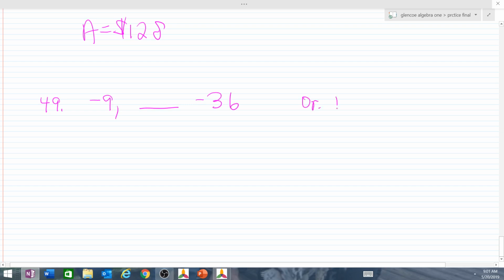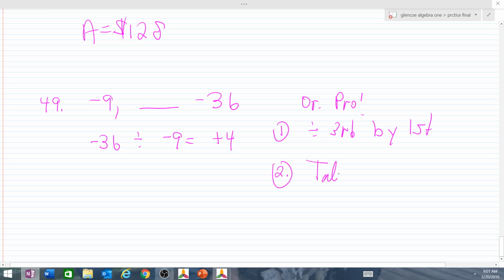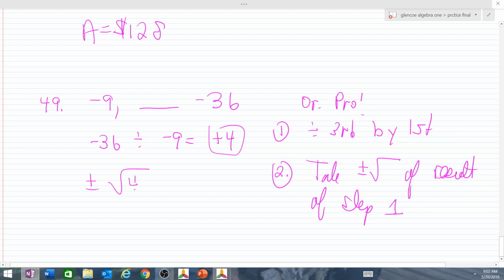So here's your original problem. Step 1, divide the third by the first. So negative 36 divided by negative 9 equals positive 4. Step 2, take the positive and negative square root of the result of step 1. So we're going to take plus and minus the square root of 4, which is plus and minus 2.